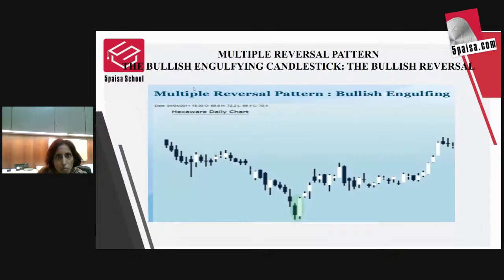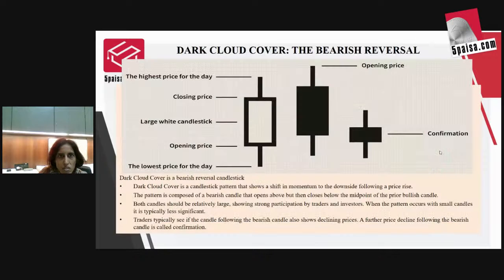So this is a bullish engulfing candlestick, and the moment you get to see it, look at the reversal and the prices, it goes up from there on. You see this. After this bullish engulfing candle, after this bearish candle, look at how the prices are moving. So it kind of indicates a bullish reversal, right?